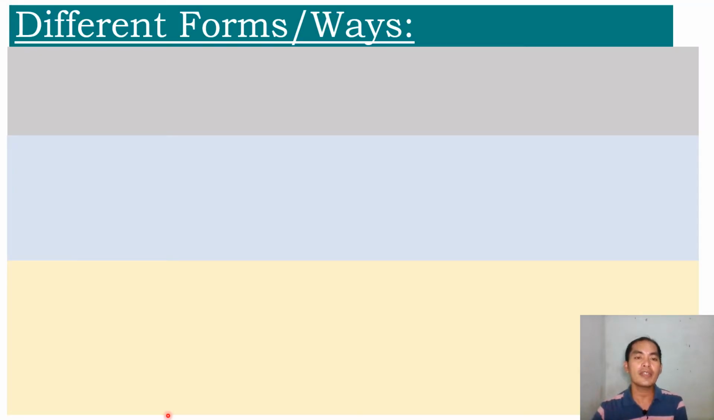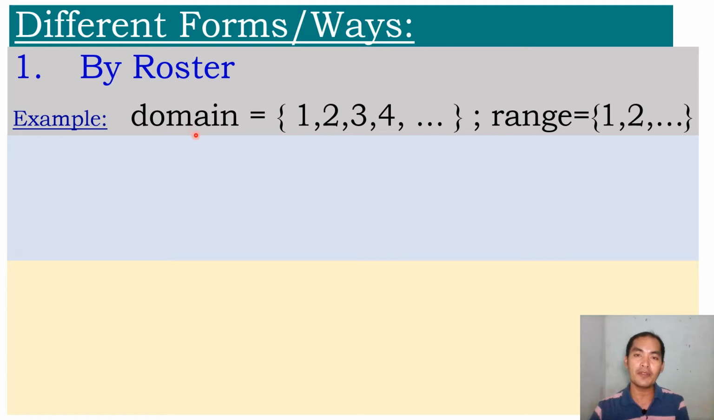We have different forms or ways of writing or describing the domain and range of the rational function. First, by roster. This is by enumeration. We have the example for the domain. This is the form: Domain equals the set of 1, 2, 3, 4, and so on. The range is the set of 1, 2, and so on.